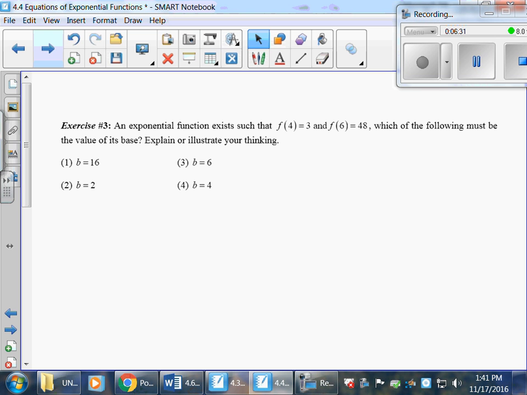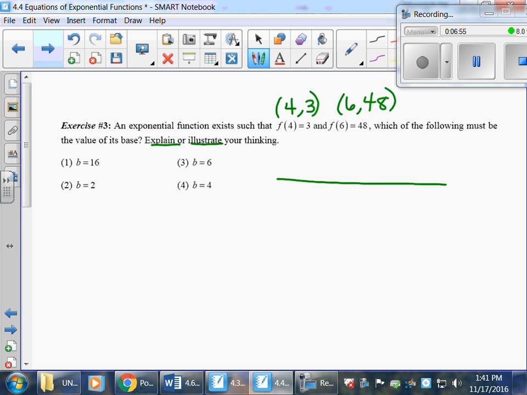So an exponential function exists such that f of 4 equals 3, f of 6 equals 48. So again, I'd like to do some translating here. When x is 4, y is 3. When x is 6, y is 48. Which of the following must be the value of the base? It says we can explain or we can illustrate our thinking. I'm a big fan of illustration. So, if we think about our x and y, we have 4, and that is a y value of 3. We have 6, that's a y value of 48. We do not have a y value of 5.